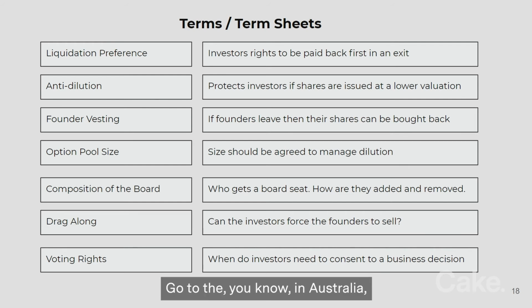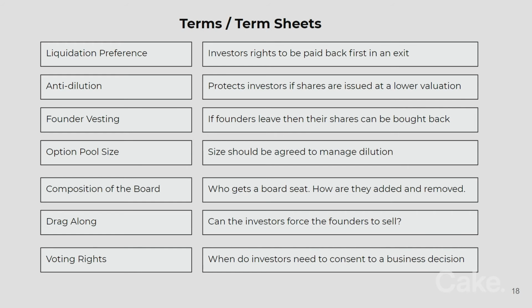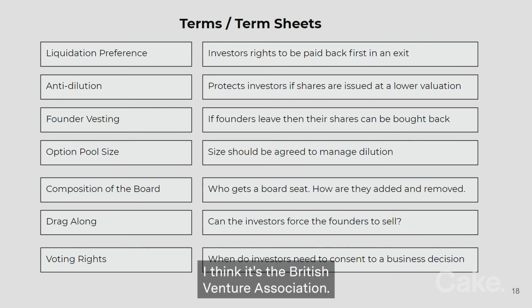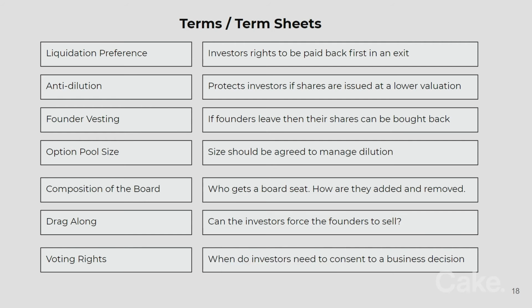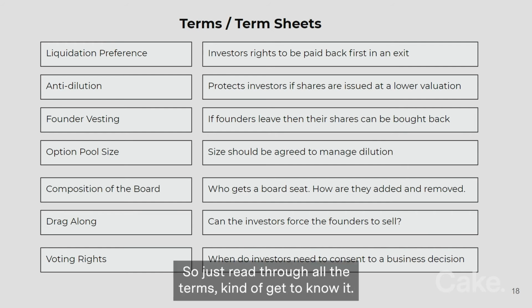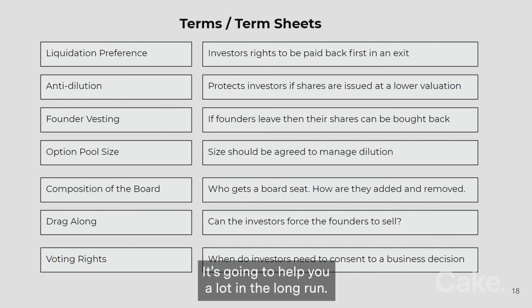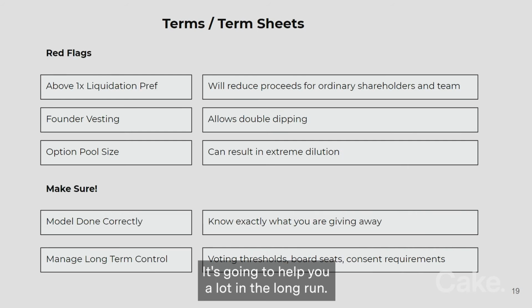In Australia, go to something like the Airtree open source term sheet. I know in the UK, I think it's the British Venture Association, they have a term sheet open. So just read through all the terms, get to know it. It's going to help you a lot in the long run.